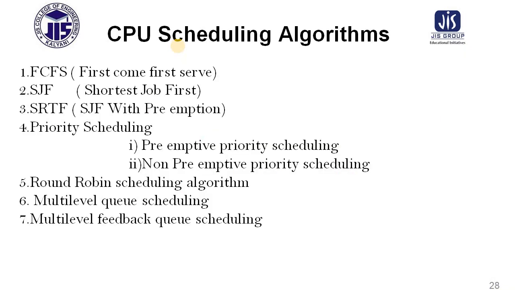So these are the CPU scheduling algorithms we will study throughout this syllabus. The first one is first come first serve, called FCFS. Next is shortest job first. Next is shortest remaining time first, also called SJF with preemption. Next is priority scheduling, which has two types: preemptive priority scheduling and non-preemptive priority scheduling. Next we will study the round robin scheduling algorithm. After that we will study the multi-level queue scheduling algorithm, and the multi-level feedback queue scheduling algorithm at the end.